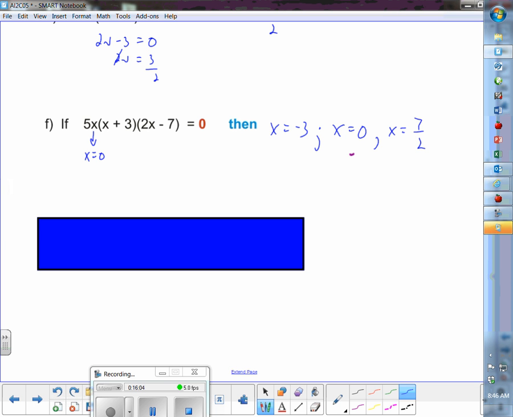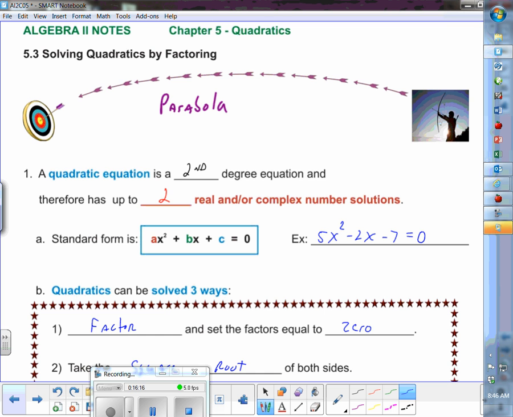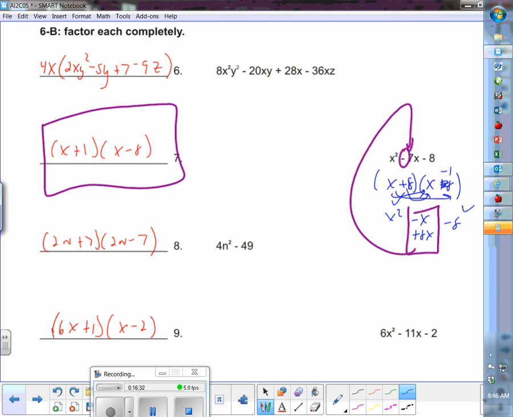Nate? On like testing quizzes, do you need to find all the possibilities? Definitely you need to find all the possibilities, yes, because they're all the solutions. It goes back to the opening statement that there are up to 2 real and/or complex solutions for a quadratic. Our example right now is actually a third degree. And guess what? There are 3 solutions because it's a third degree. So yes, you definitely got to find them all.